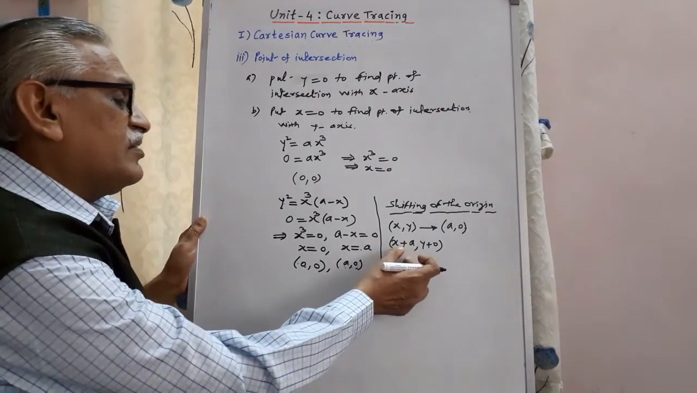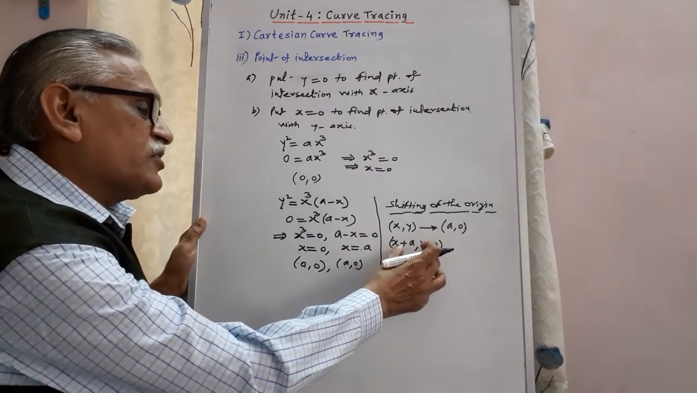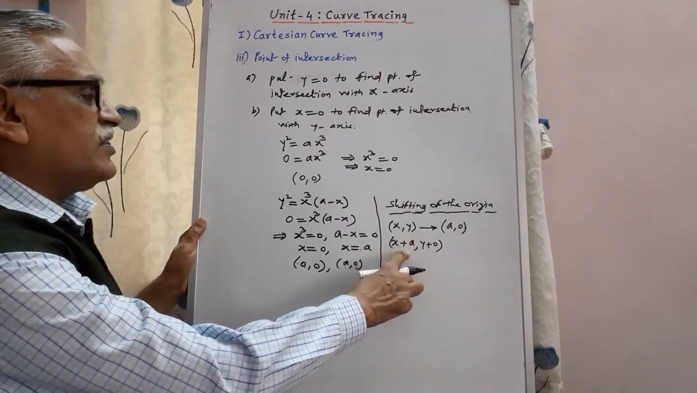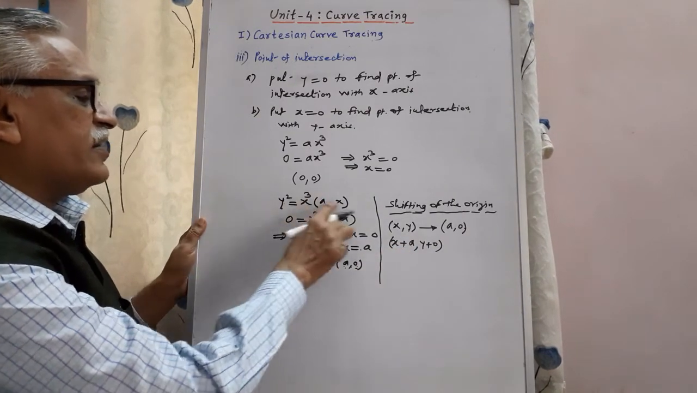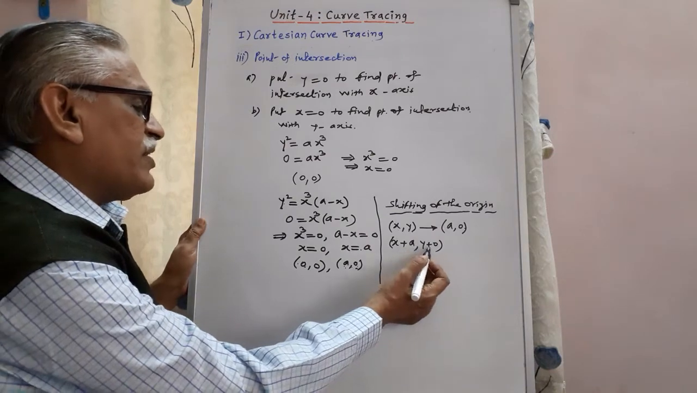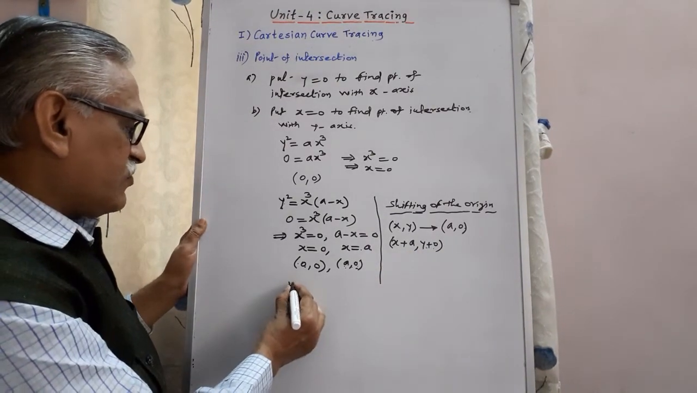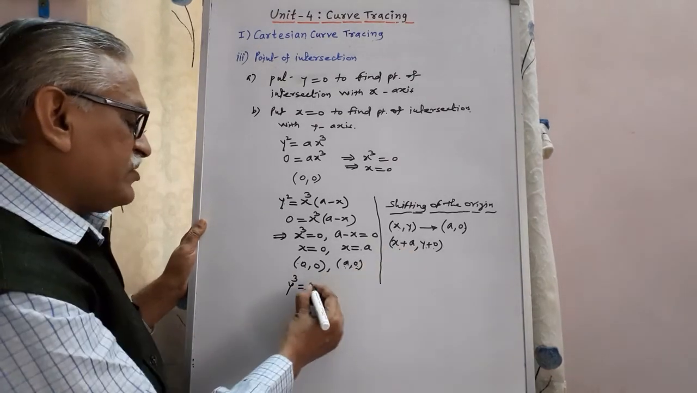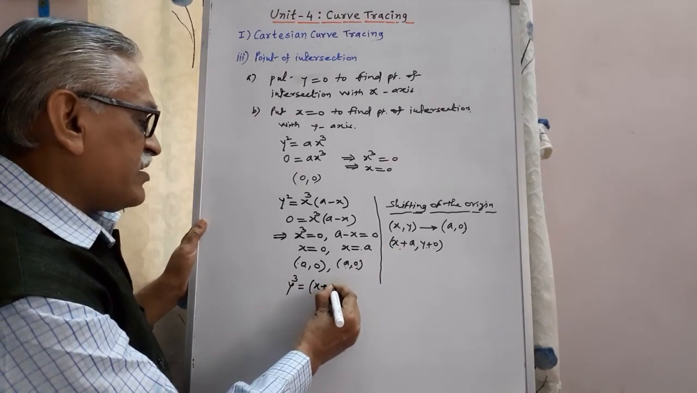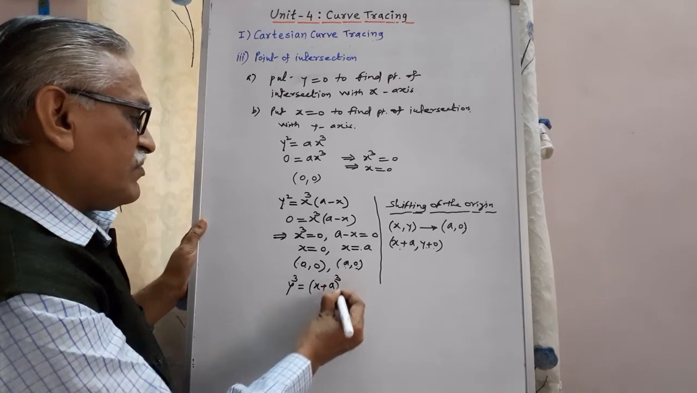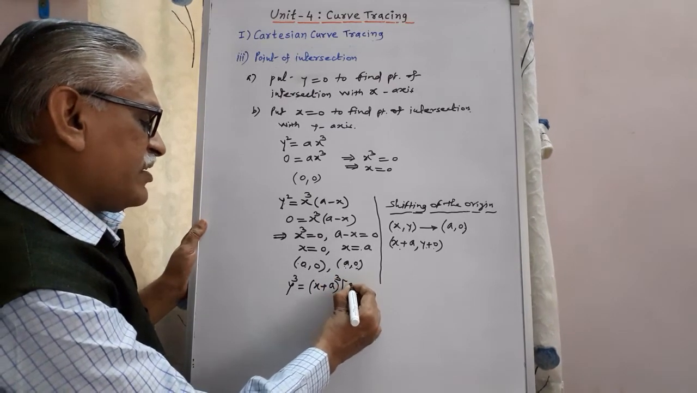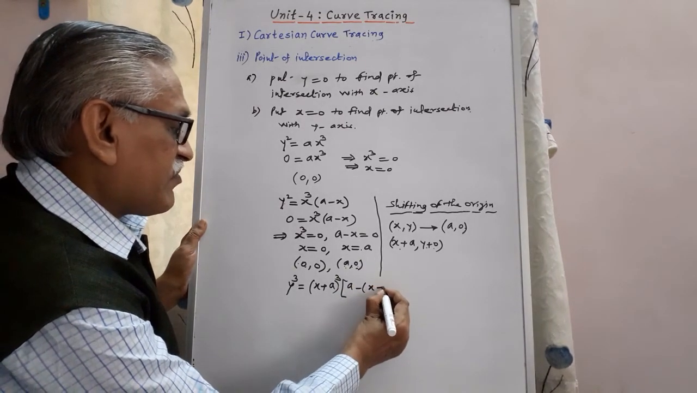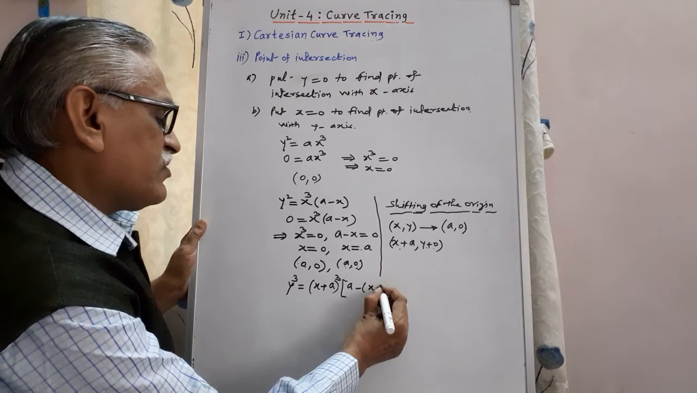The curve is passing through this point, which means it will lie on that curve, and as it lies on the curve, it will satisfy that equation. Therefore, if we replace y by this new y, we get y square, and x cube means x plus a whole cube, and a minus x, where x is replaced by x plus a.